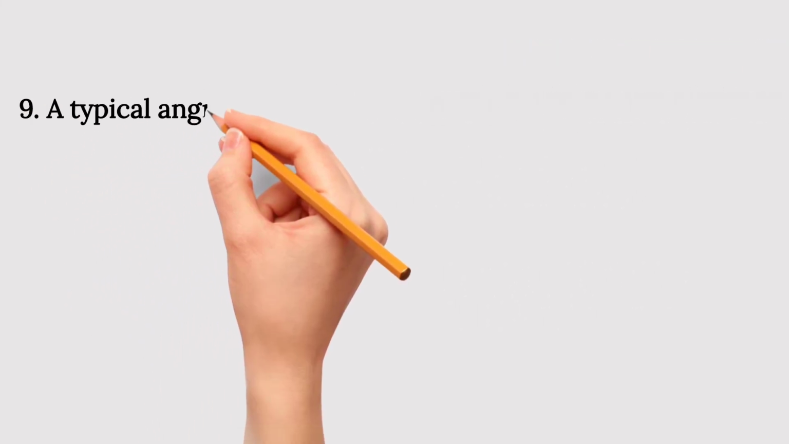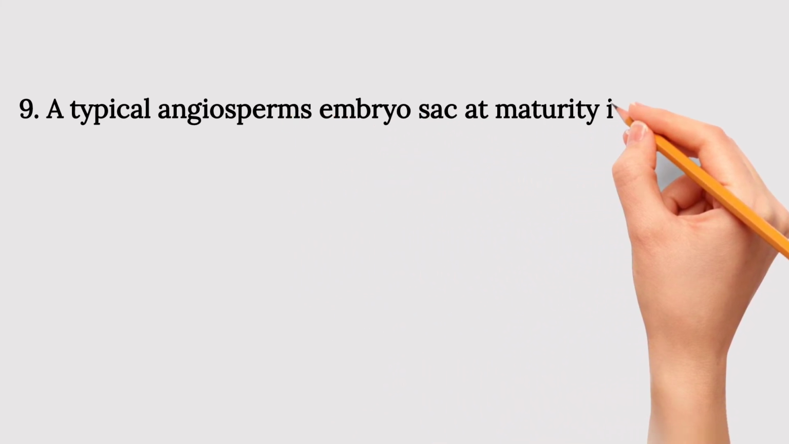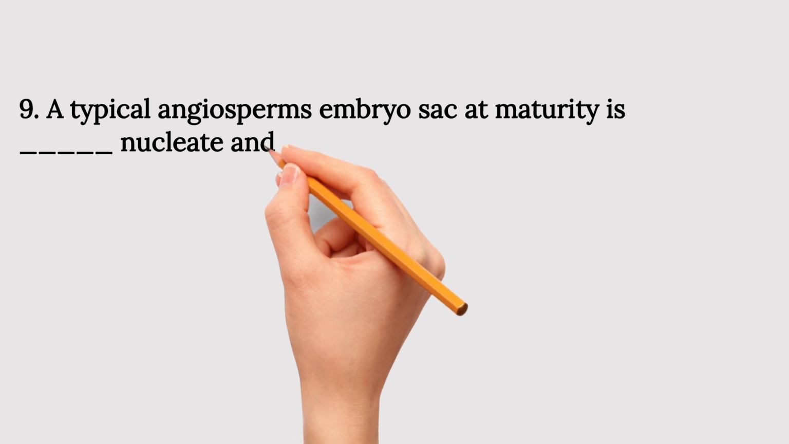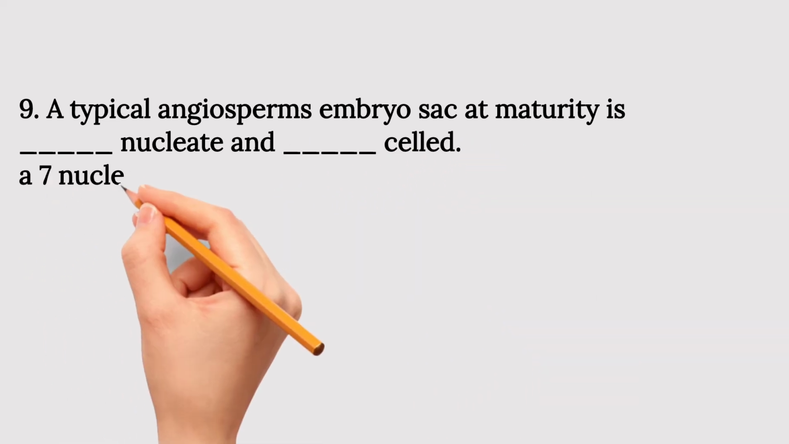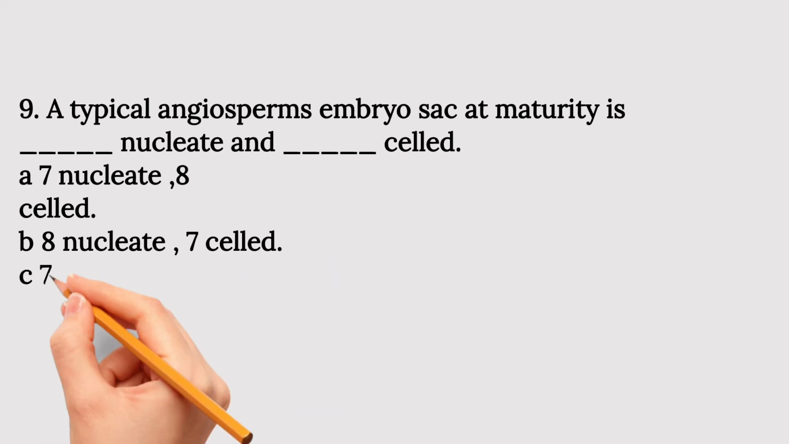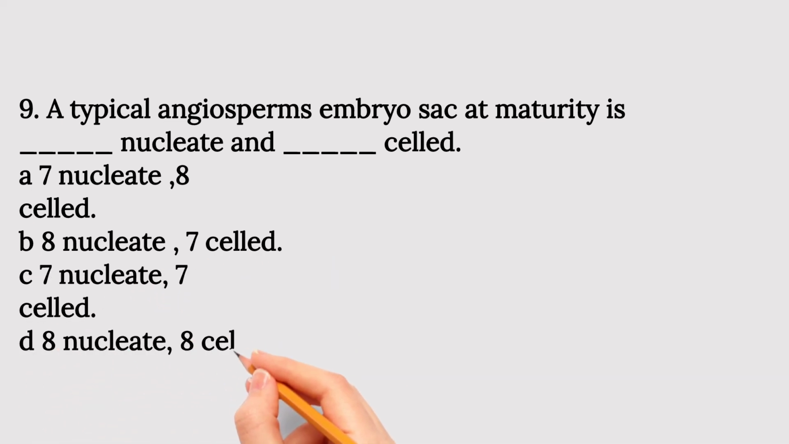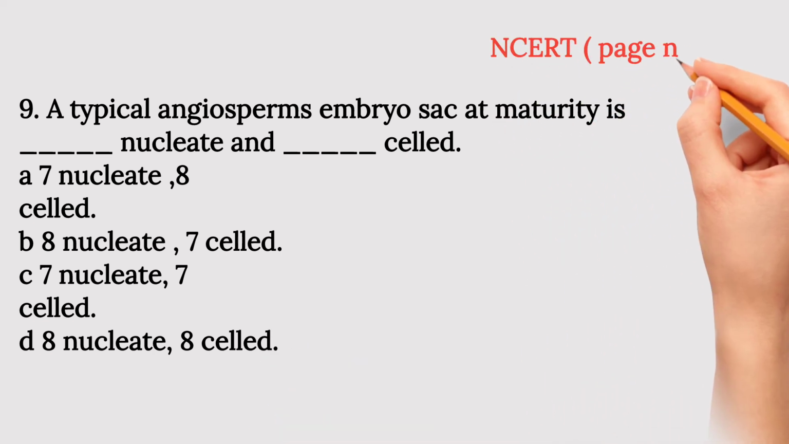A typical angiosperm embryo sac at maturity is dash nucleated and dash celled. Option A, 7 nucleated and 8 celled. Option B, 8 nucleated and 7 celled. Option C, 7 nucleated and 7 celled. And option D, 8 nucleated and 8 celled.